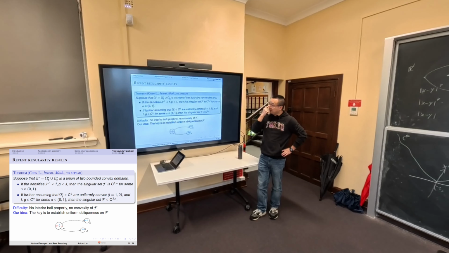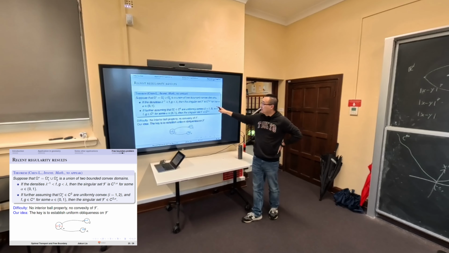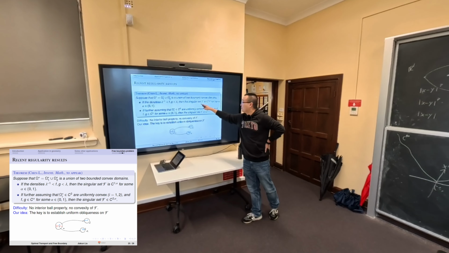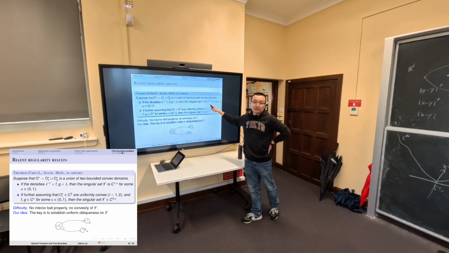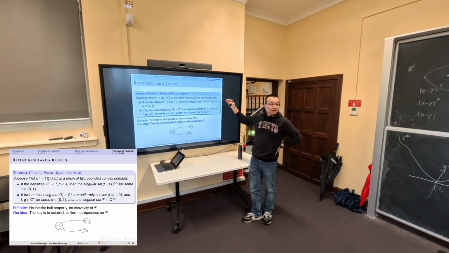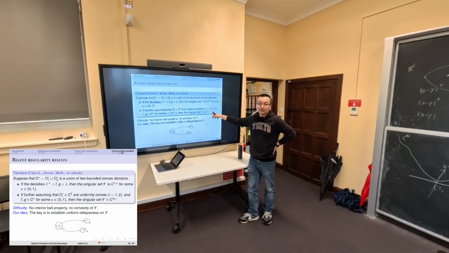So that's a very recent work with Shibing Chen. We prove that as long as the targets are separate and bounded convex, and as long as the density function is bounded, we can prove the free boundary of the singular set is C^{1,α} for some α between 0 and 1. If we assume further the density function is C^α, then we can prove the free boundary is C^{2,α}. That's a closed question. That's the end of the story.